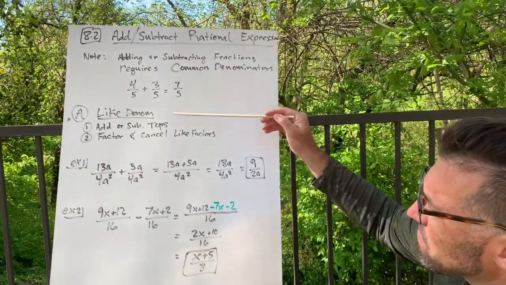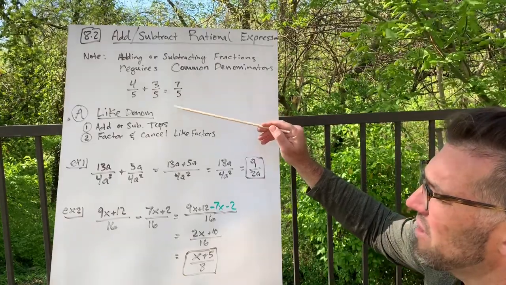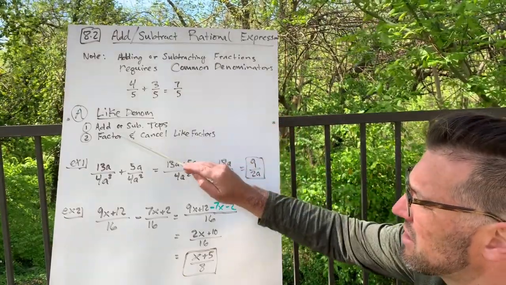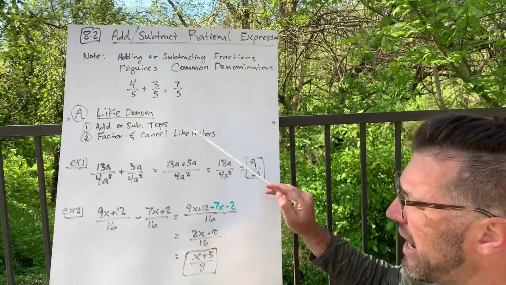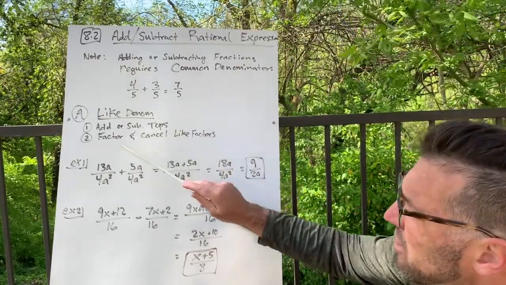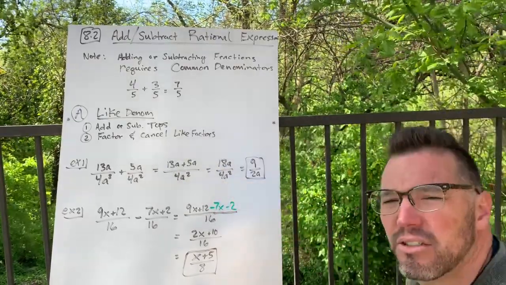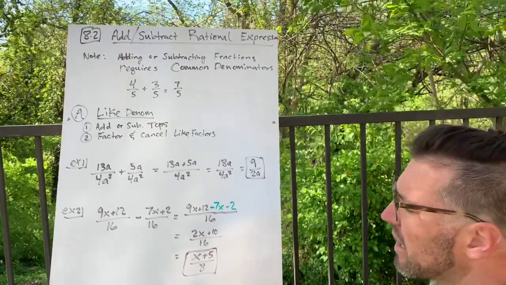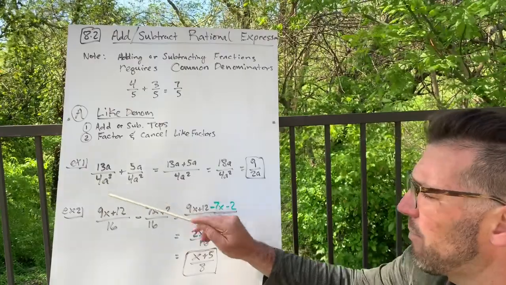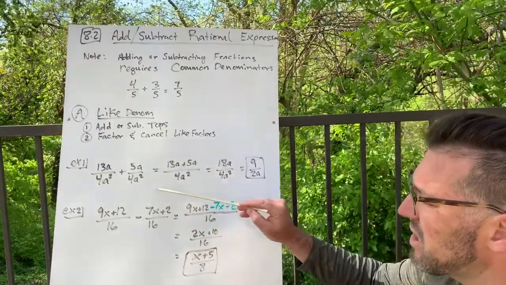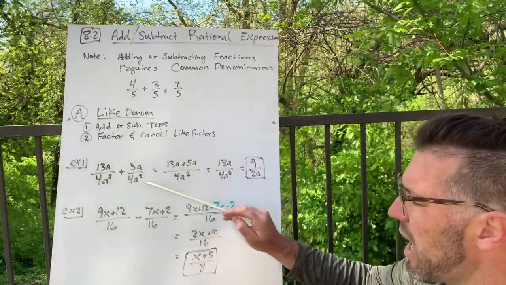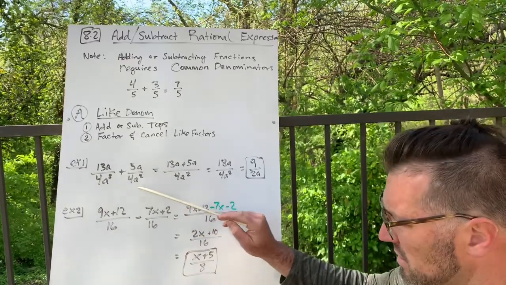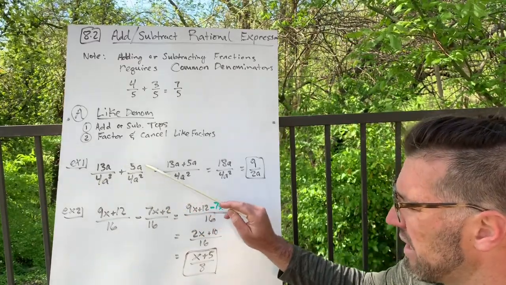And so first, if they already have like denominators, all you need to do is add or subtract the tops, the numerators. Then you need to factor and cancel like factors to simplify. All of these problems should be simplified at the end once you've done the operation. So here, look at this first example. Notice they both have the same denominator, which means we can combine these by just adding the numerators.